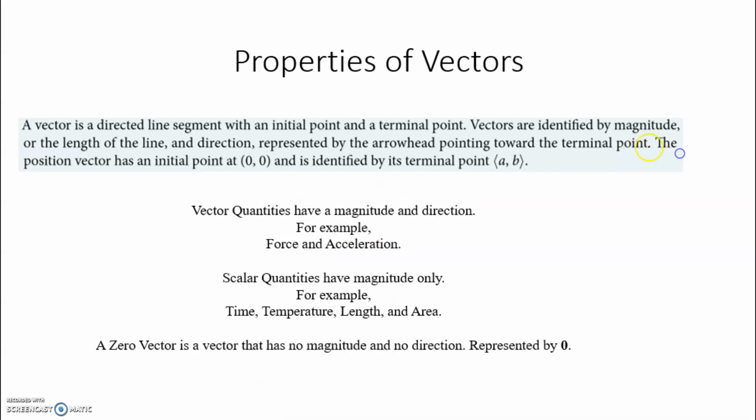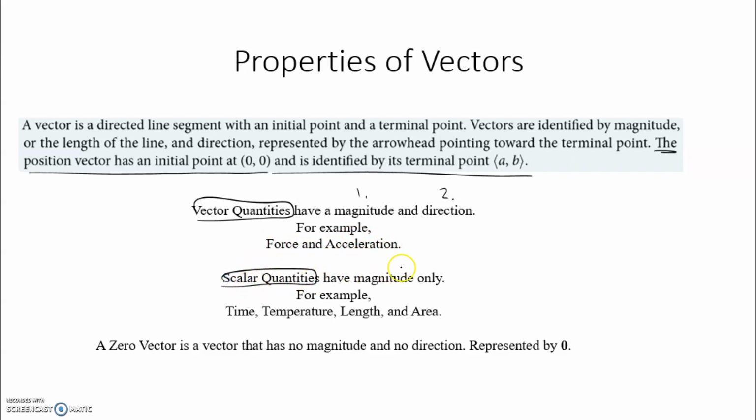The position vector has the initial point 0, 0 at the origin, and it's got a terminal point A, B. We said that vector quantities have two things: one, magnitude, and two, direction, something like force or acceleration. Whereas scalar quantities only have magnitude, something like time, temperature, length, or area. Now a zero vector is a vector that has no magnitude and no direction. It's represented by a bolded 0.